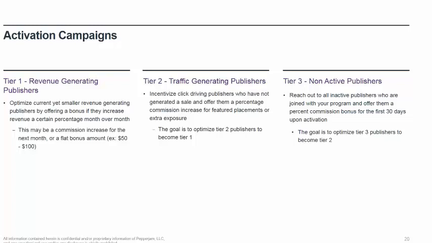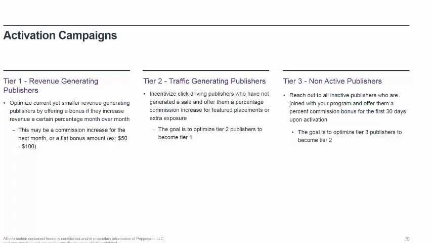Your Tier 2 publishers will be traffic-generating publishers, so they're driving some clicks for the program, but they're not yet driving sales. So you might want to offer them a percentage commission increase in exchange for some feature placements or extra exposure. So the goal for them is to have them become revenue active and move into that first tier. For Tier 3, you'll have your non-active publishers, so they're not generating clicks or revenue for the program yet.